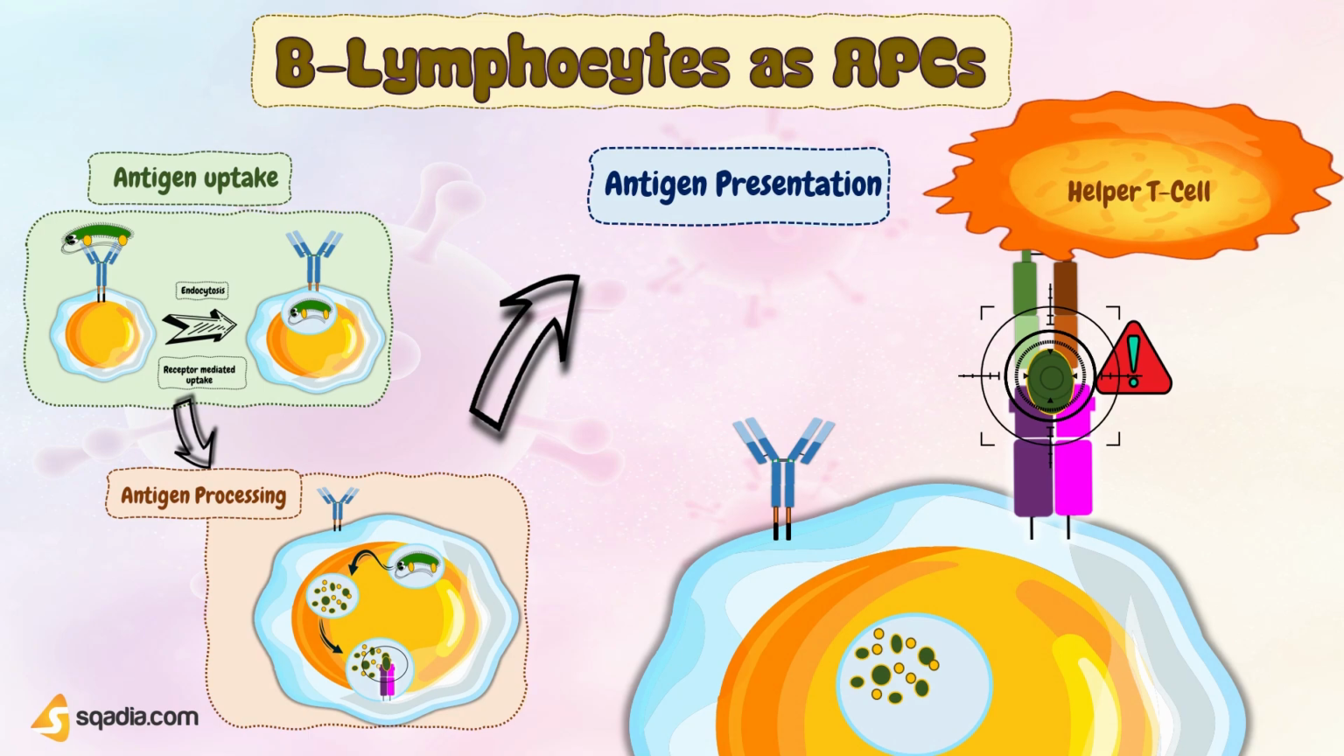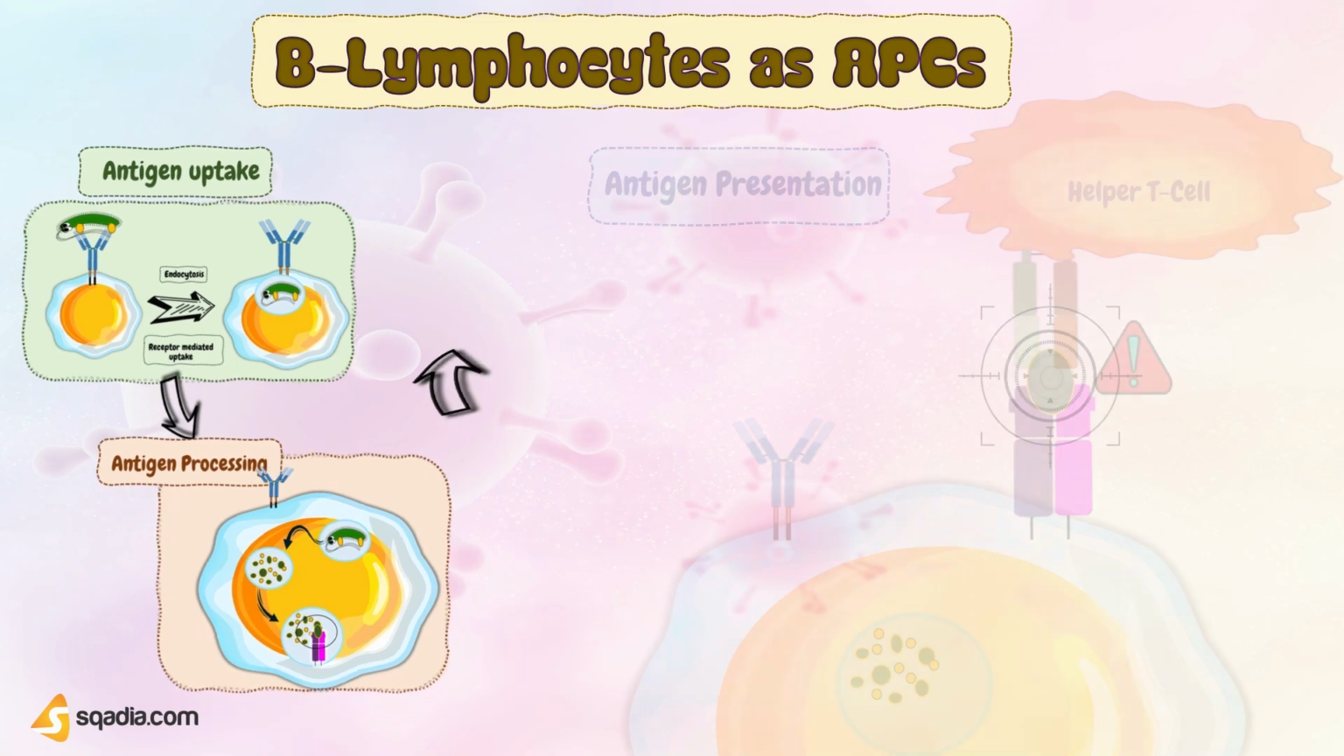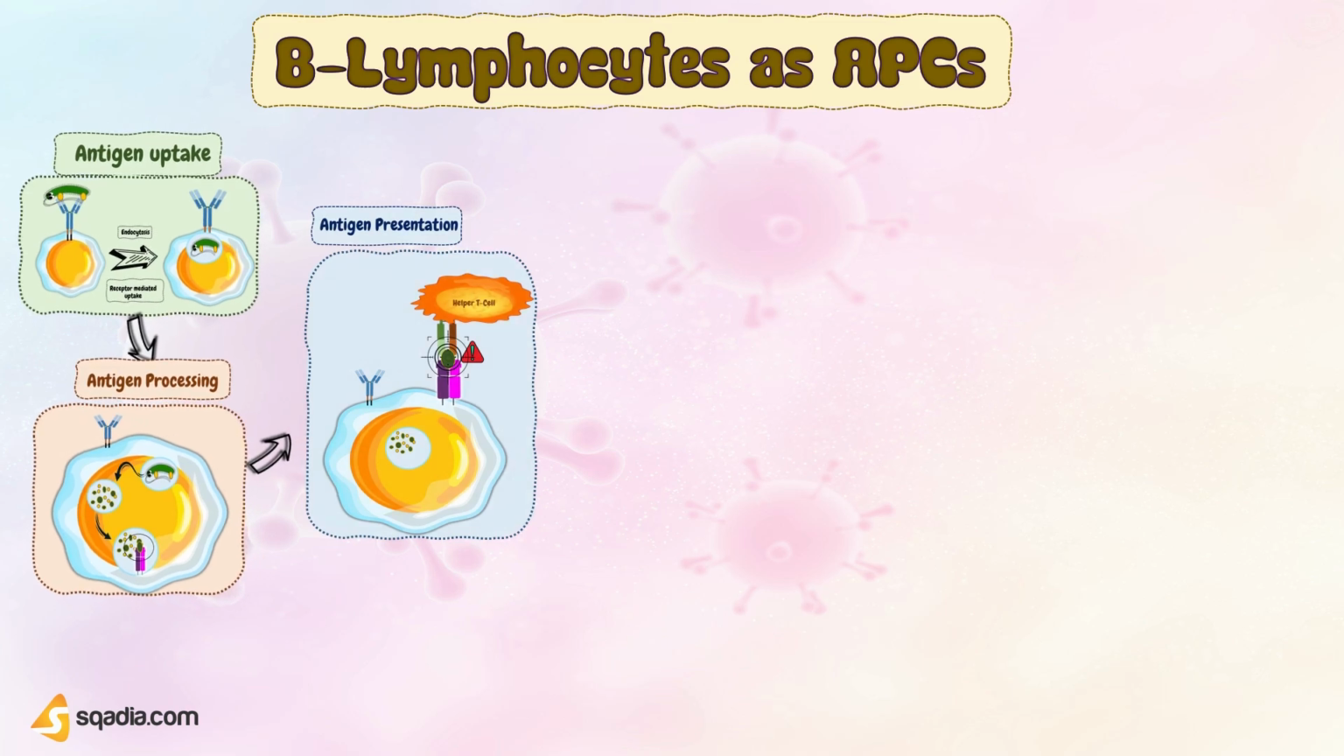In this case, it will initiate both cellular and humoral immune responses, as some of the B cells will convert to plasma cells and start producing antibodies against the captured antigen, and the rest will be activating the helper T cells.